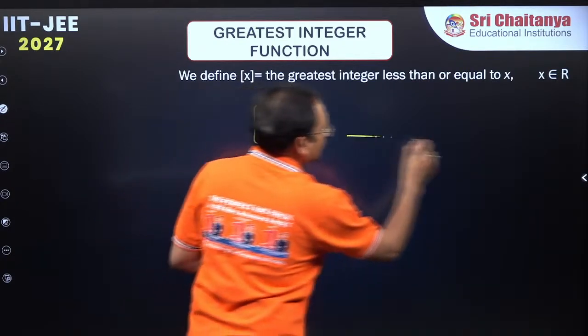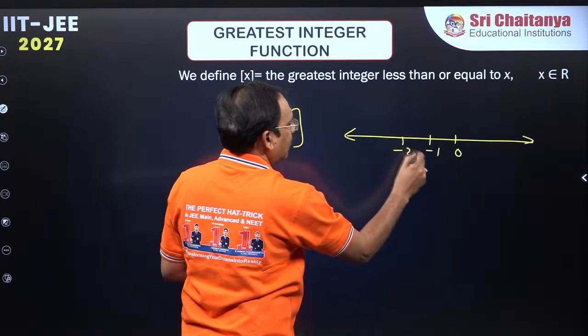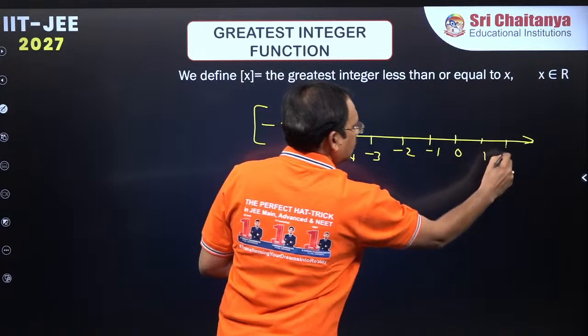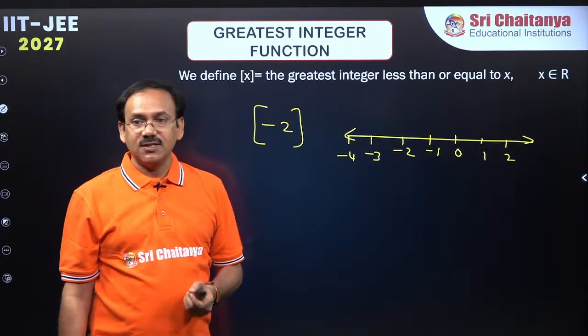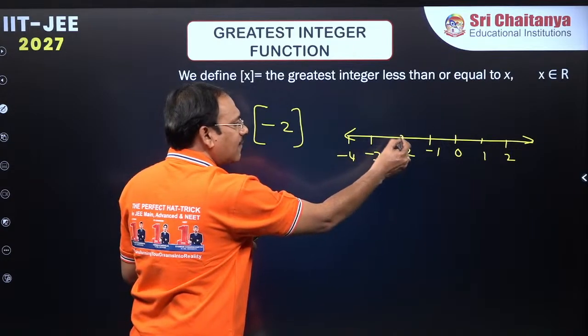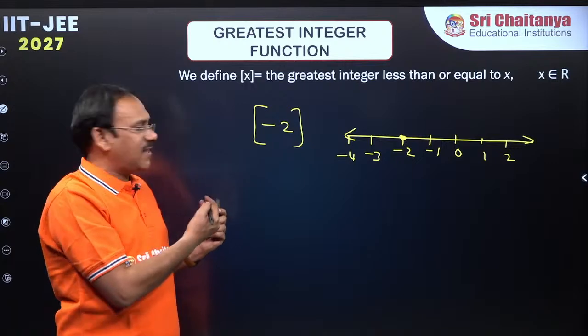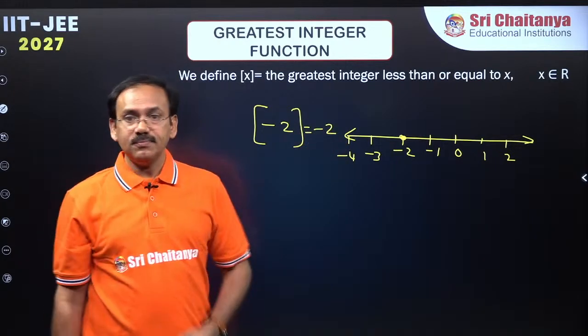What is the answer? Take the number line: 0, minus 1, minus 2, minus 3, minus 4, 1, 2. I want step of minus 2, dear students. Step of minus 2, in the sense, minus 2 itself is an integer. What are the integers less than or equal to minus 2?